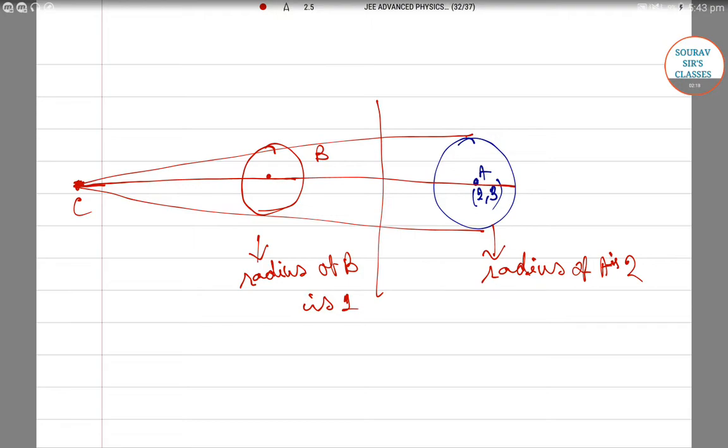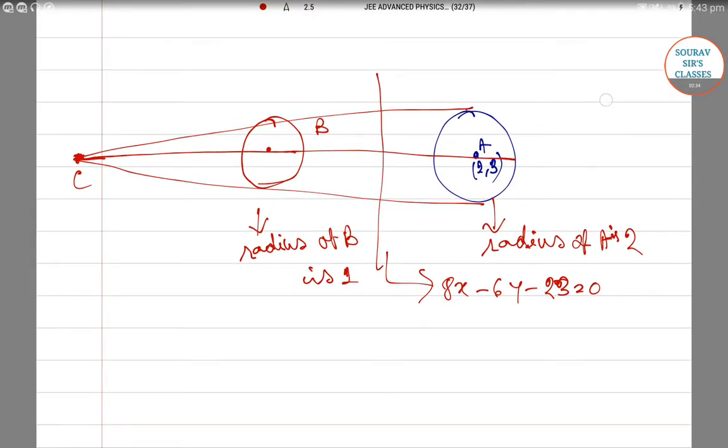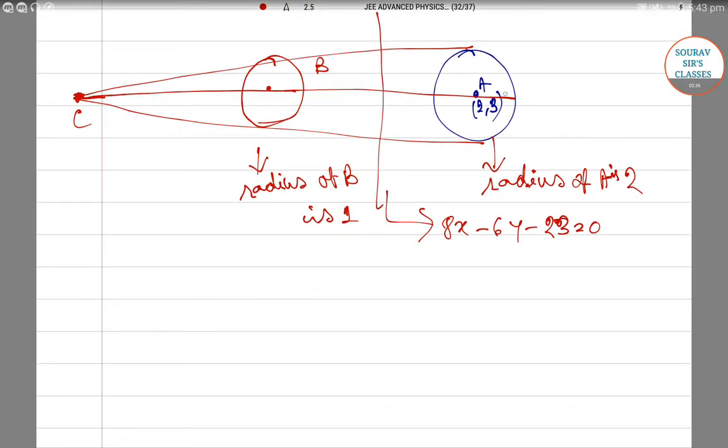Here the equation of the line is 8x minus 6y minus 23 equals 0. This is given in the question, and the point A has coordinates (2, 3). Here we consider an extra point L.